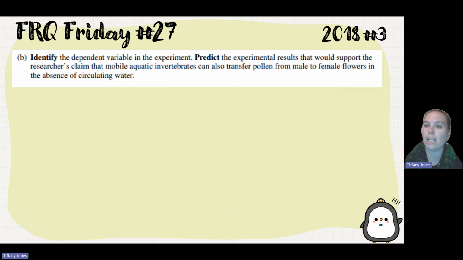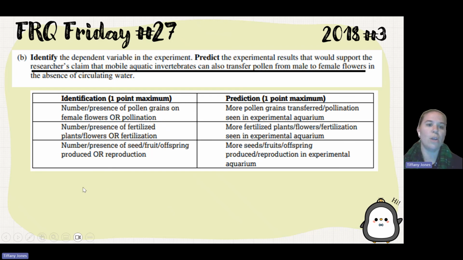And then my prediction is that I should see more of the pollination taking place in the ones that do have the invertebrates. So the number or presence of those pollen grains, there should be more pollen grains or more pollination in the experimental aquarium. The number that are fertilized should also be higher in the experimental aquarium, and the number or presence of the seed, the fruit, or the offspring, how much reproduction, there should, of course, be more in the experimental aquarium.